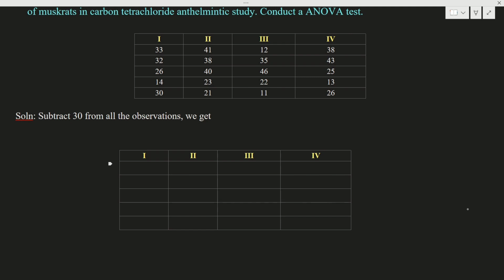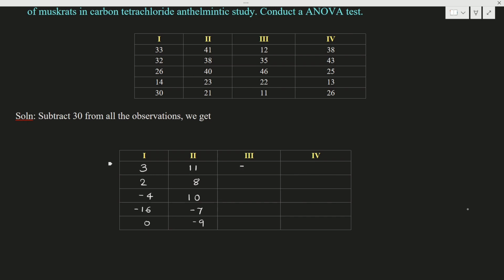Here we get 33 minus 30, so we'll get 3. 32 minus 30 is 2. Likewise, we'll get minus 4, 0 and minus 16, which is 14 minus 30. Now, in the second column, we have 41, 38, 40, 23 and 21. Subtract 30, and we'll get 11, 8, 10, minus 7, minus 9.